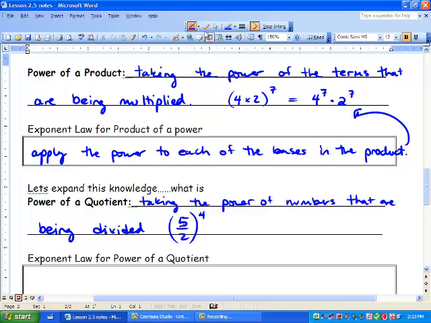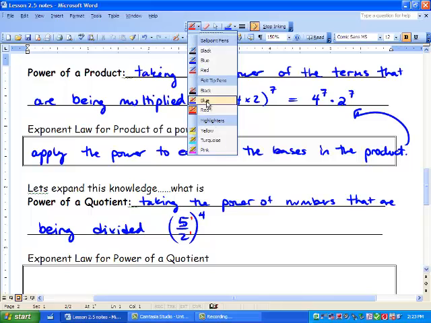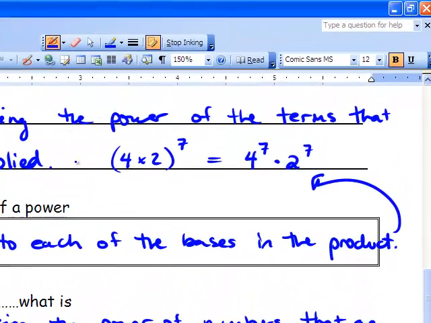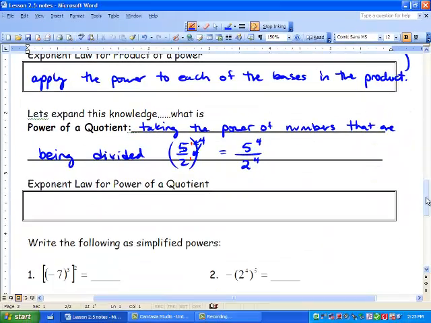Well, I like to think of little invisible ones right there. And what that can do for us is, well, what's 4 times 1? 4. And what's 1 times 4? 4. So really, we're talking about 5 to the exponent of 4 over 2 to the exponent of 4. You can see the 4 affects each base with that exponent. So the exponent law for power of a quotient is we apply the exponent to both bases in the division.